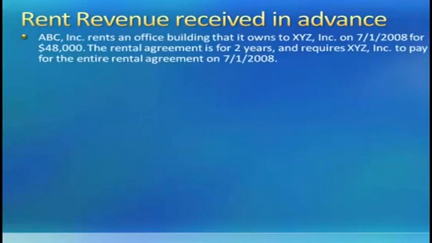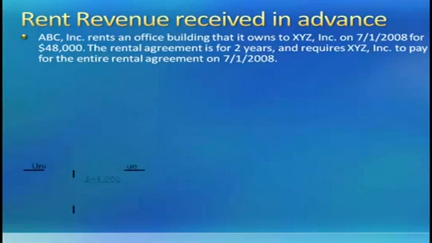Let's start with rent revenue received in advance. If a firm receives rental payments at or before the beginning of the rental term, then they must establish a liability account for the full amount of the rental payments received. They call this liability unearned rent revenue. Then, as time goes by and the rent is earned, they can record rent revenue and reduce the amount of unearned revenue liability through adjusting entries at the reporting dates.